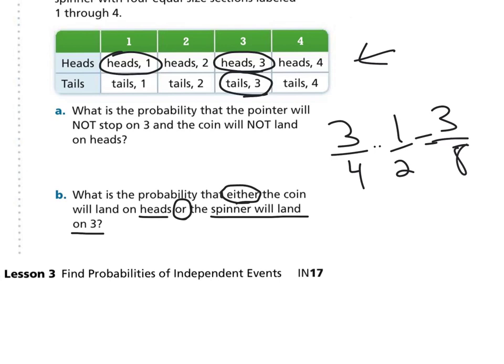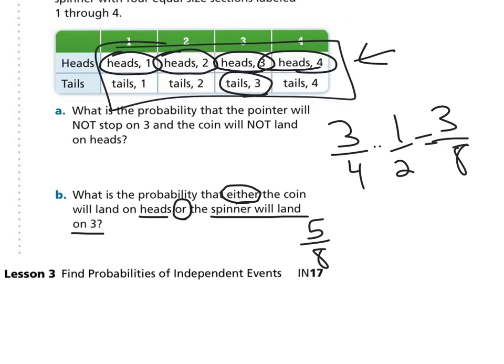That actually is kind of double covered because it's got the heads and the spinner on a 3. Heads 2 would be another one because it's got the heads. And heads 4 would be another one because of the heads. So if you look at that, we've got a total of 5 out of 8 different possibilities. So 5/8 chance. This is one that's an example of not mutually exclusive.